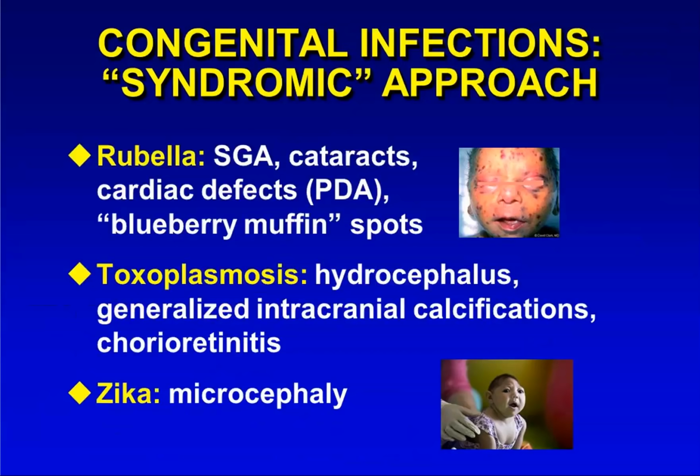Fortunately, toddler immunization and postpartum immunization with rubella has eliminated congenital rubella in the United States, which is our future hope with cytomegalovirus. And in terms of hydrocephalus, generalized intracranial calcifications and chorioretinitis should make us think of toxoplasmosis. Microcephaly with parents, mother or father, who have traveled to an endemic area should make us think of Zika virus.